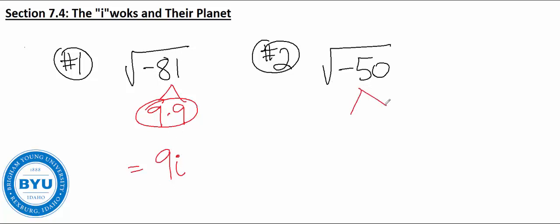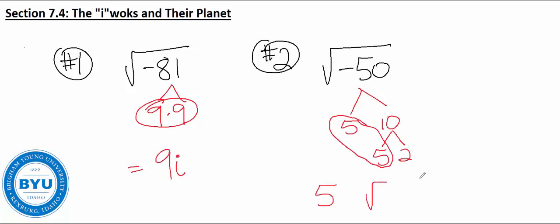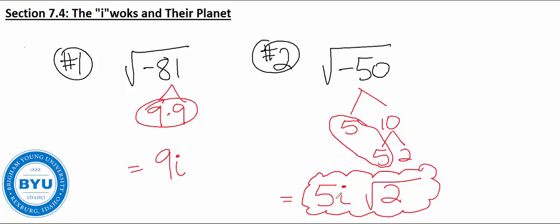Good. Square root of -50. Well, that's 5 and 10, which is 5 times 2. Ooh, we've got a wedding. So these guys move out, 5. Left inside is this 2. But because it was negative, I'm going to write an i on the outside. So we write the answer as 5i root 2. This is an imaginary number. It's imaginary because there was a negative under the root.